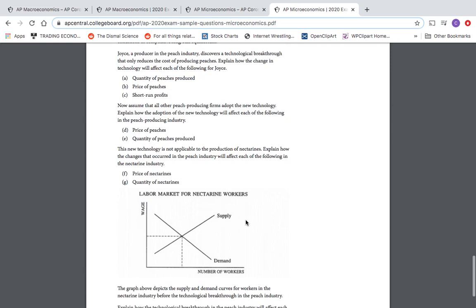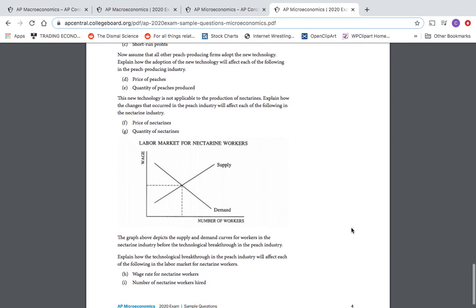Remember, there's that direct relationship between the price of substitute good A and the demand for substitute good B. So if the price of peaches goes down from that new technology, then there would be less demand for the alternative, which are nectarines in this case. So the price of nectarines would fall. In that case, because there's less demand for nectarines since they are substitute goods, quantity of nectarines would also decrease.